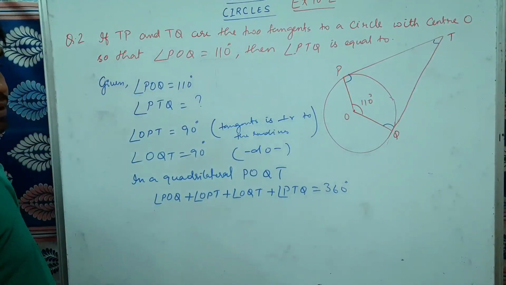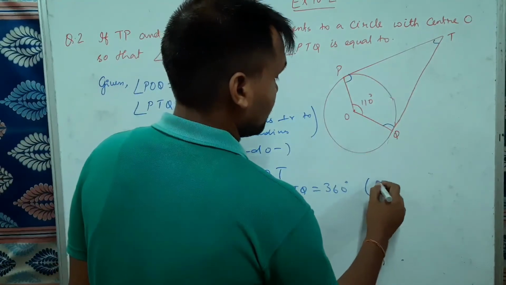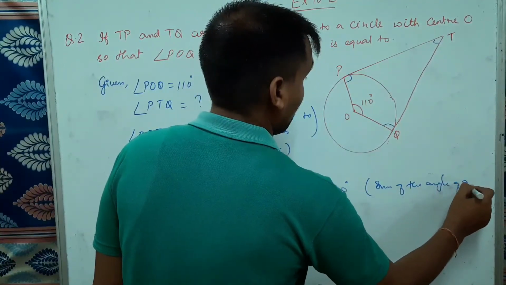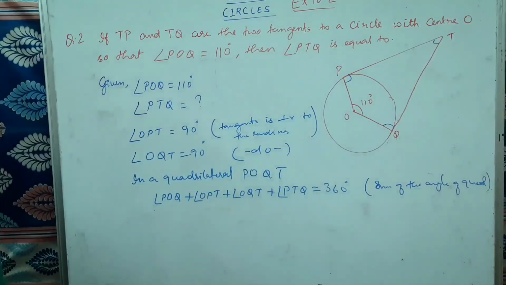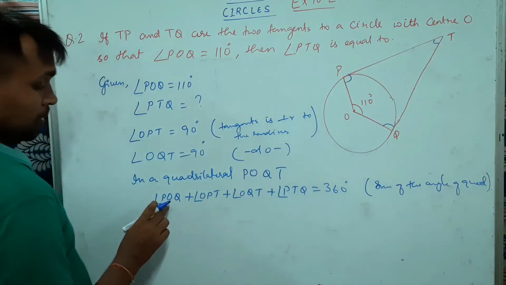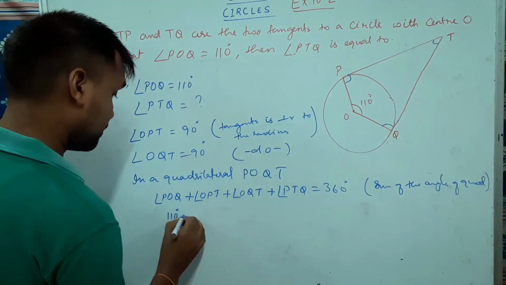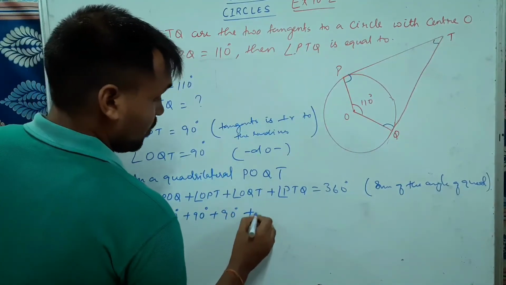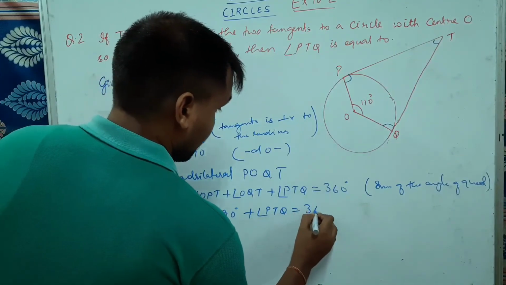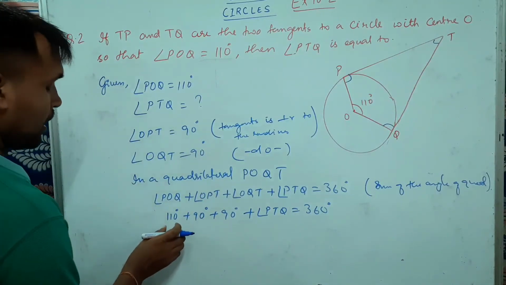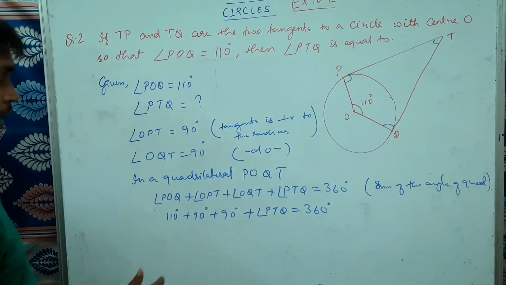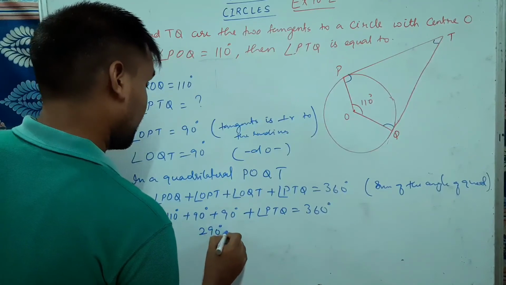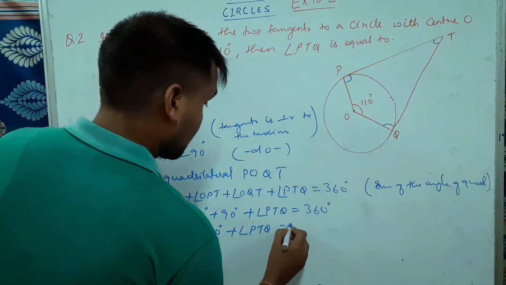Why? Because the sum of the angles of a quadrilateral is equal to 360. So here POQ equals how much? It is given 110. This one is 90, and this one also 90. This one we don't know. So in the next step you add 180 and 110, so it becomes 290 degrees, plus angle PTQ equals 360 degrees.